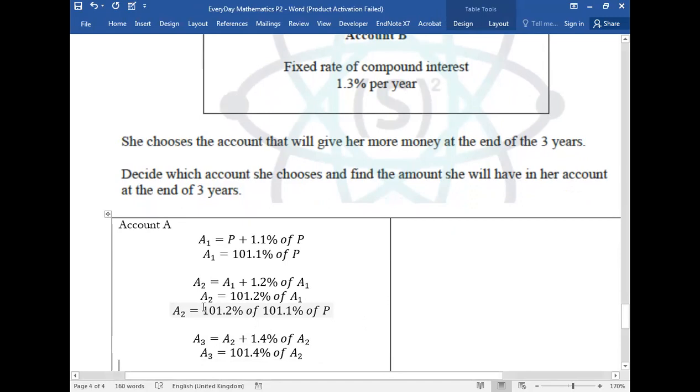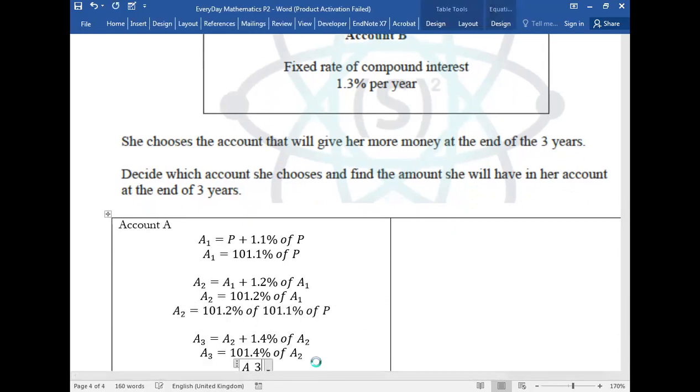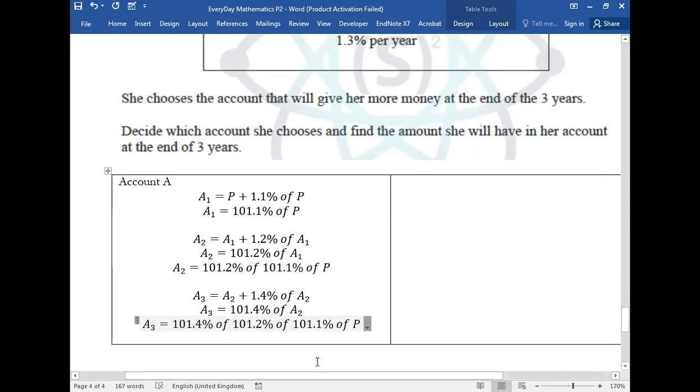नहीं, percentages add नहीं हो रही, percentages multiply होंगी. A2 की जगह can I write 101.4% of A2. I know it looks quite messy, but trust me, once you get your understanding level to this point, it will help you solve difficult percentage questions as well.